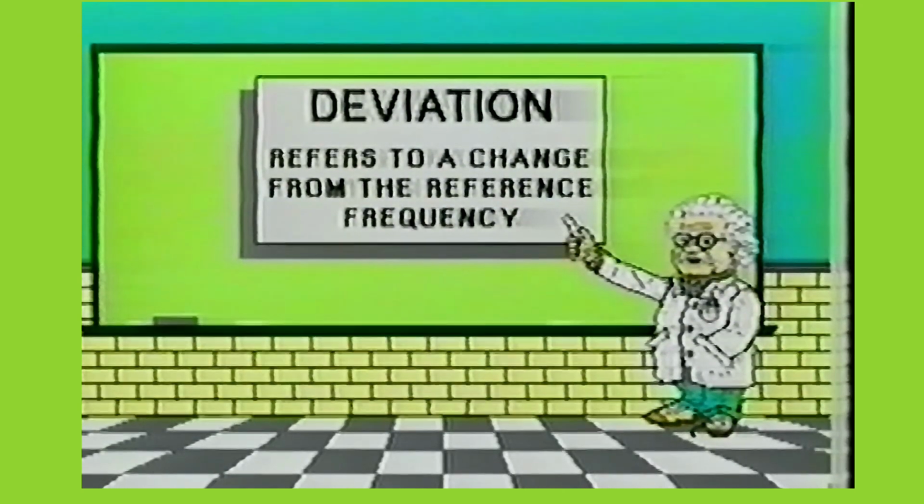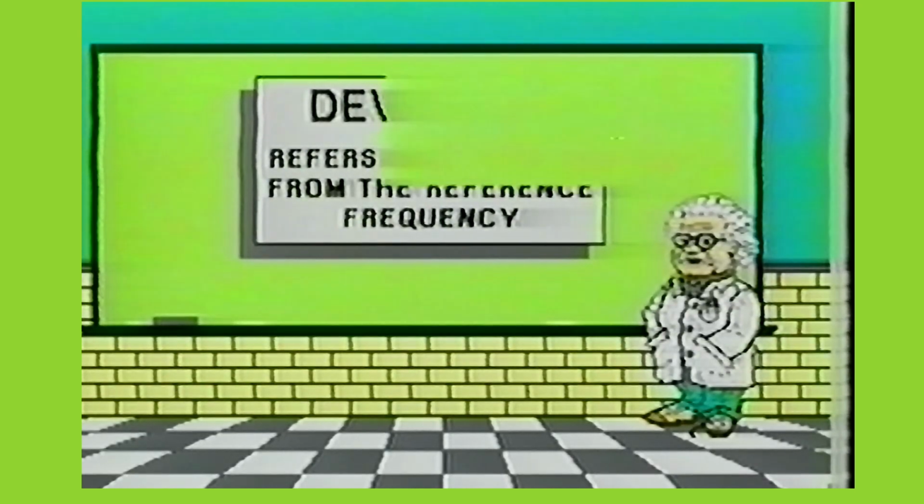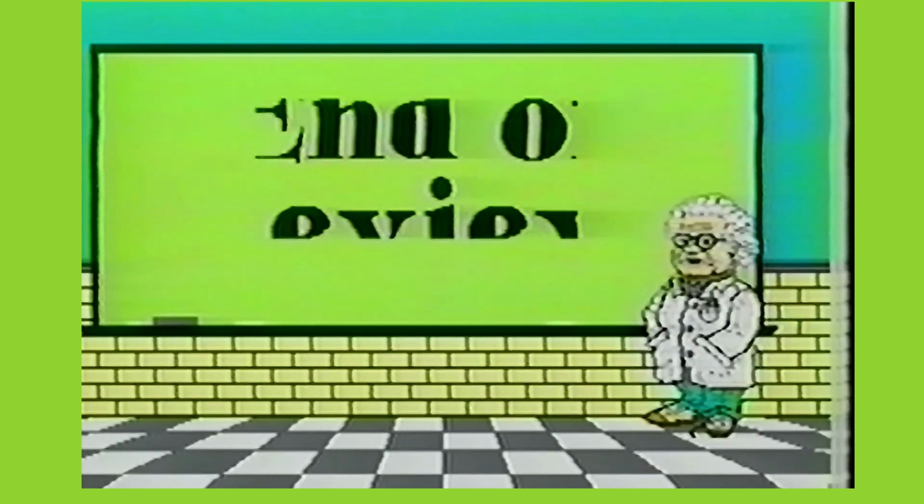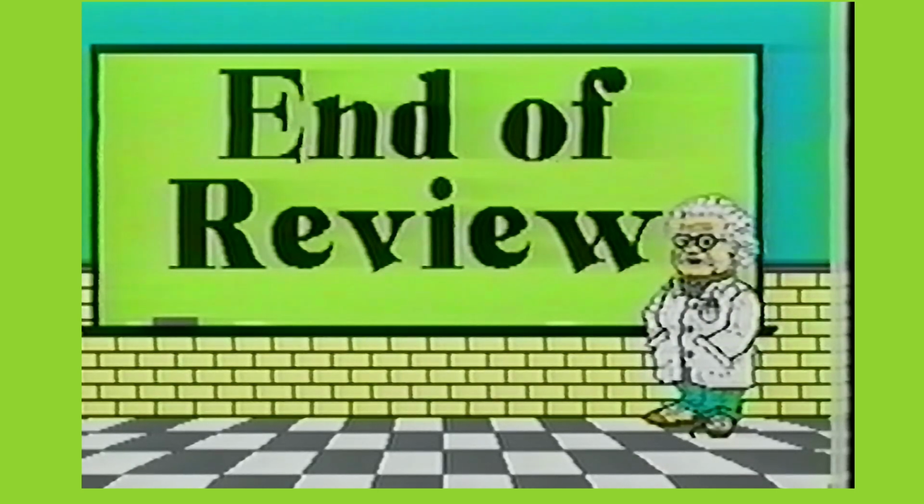Deviation is a term used to describe a change in frequency of the unmodulated FM carrier frequency. The signal may deviate above or below the unmodulated resting frequency. This concludes review number 1.